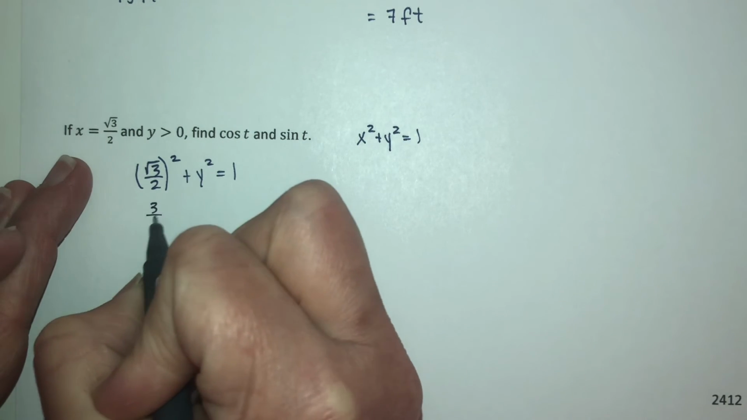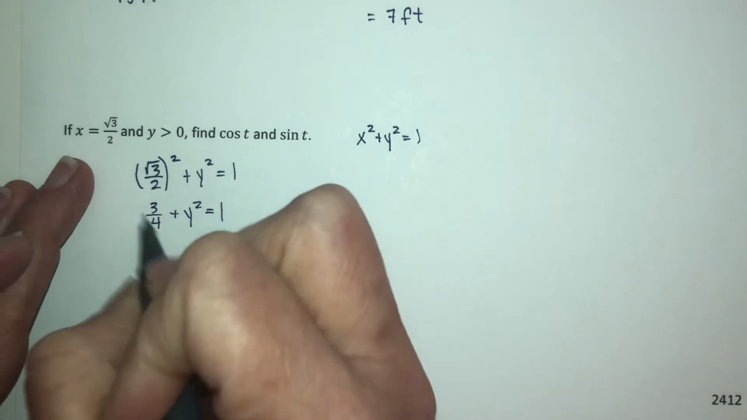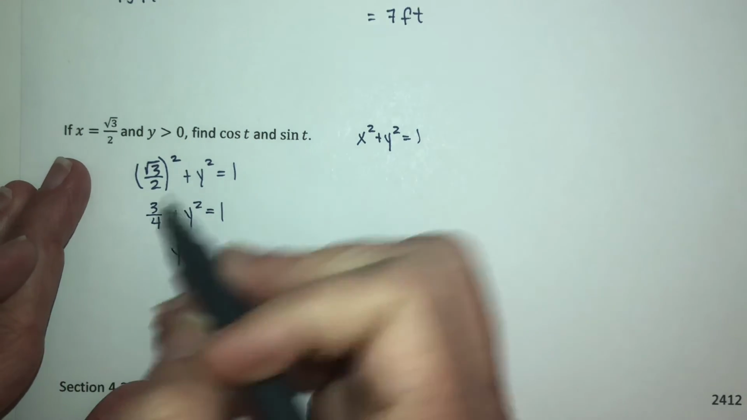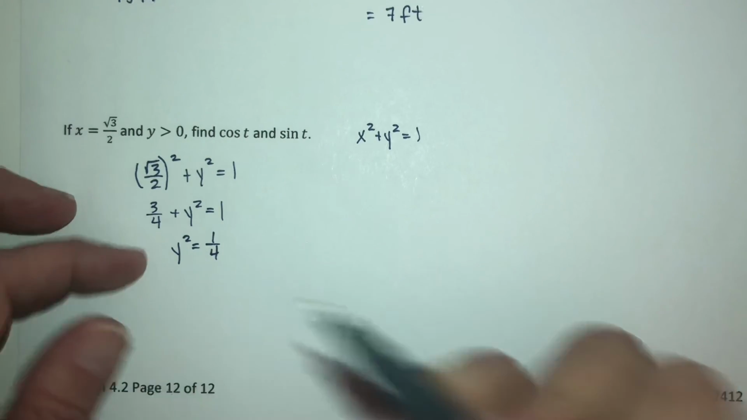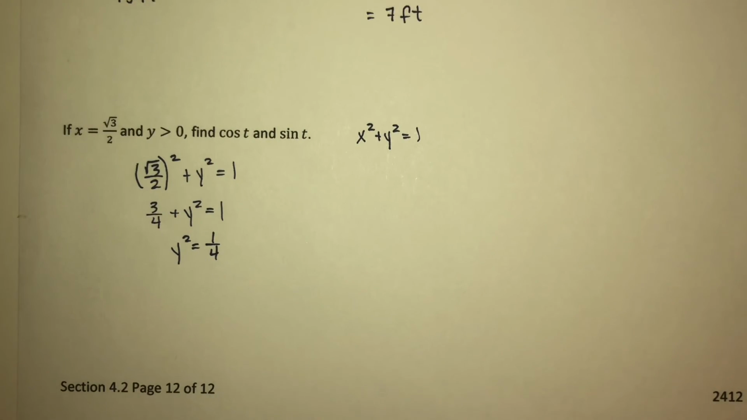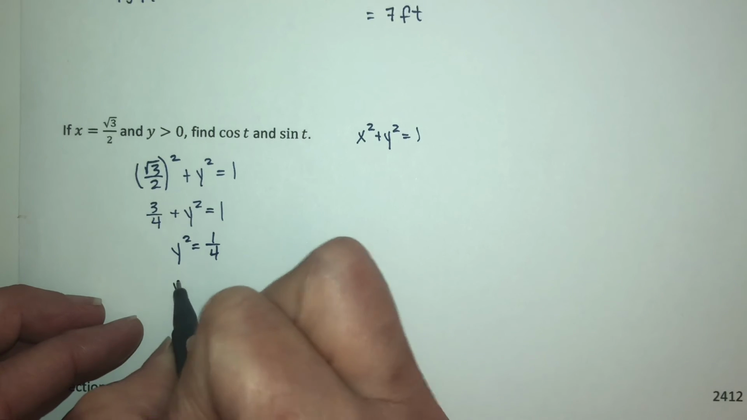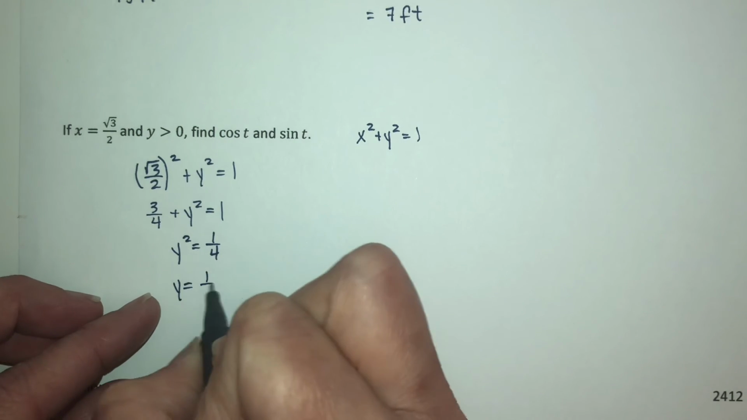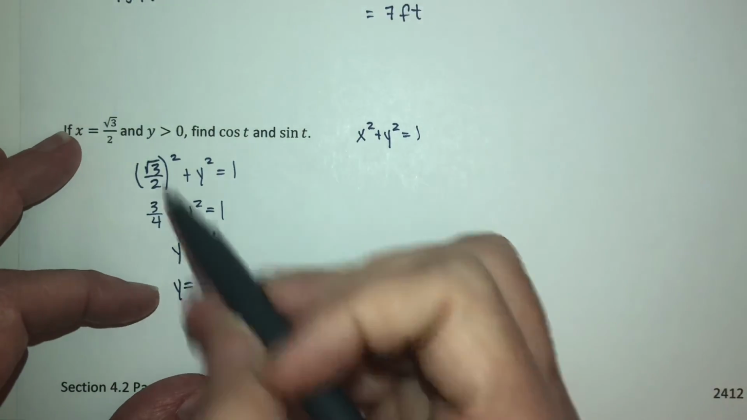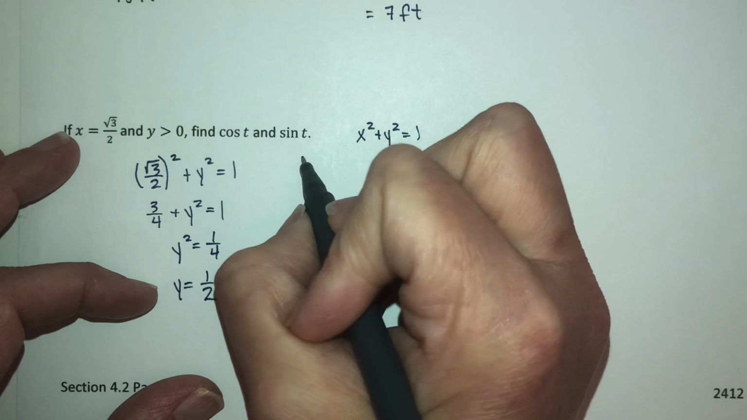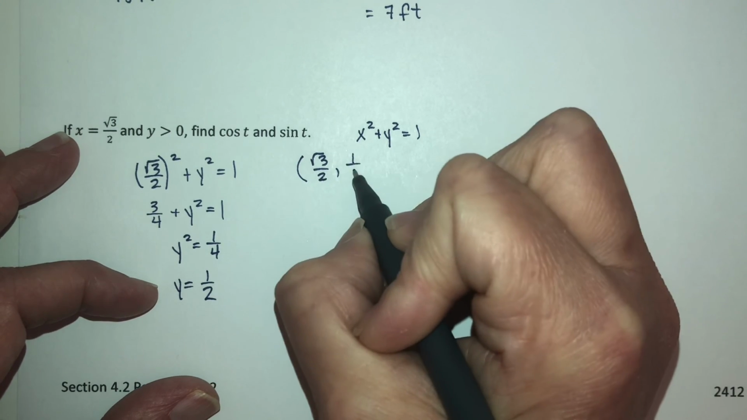This is 3/4 plus y squared equal to 1. So y squared is equal to, that ends up being 1/4. And then algebraically, you take the square root of both sides and you get plus or minus. But we know that our y value is positive. So if I just take the square root of 1/4, I get 1/2. So that means the point that I'm interested in, the point on the unit circle that I'm interested in, is the square root of 3 over 2 and 1/2.